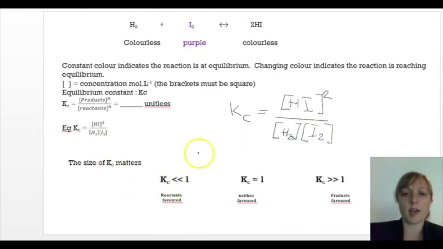If we get a Kc value that is really small, so a lot less than 1, so something in the 0.00 and then some values there, then what we're saying here is that the reactant side is favoured, so there's more reactants. If we get something close to 1, then we've got a similar amount of reactants and products. If we get a number much larger than 1, that means that our products are favoured.